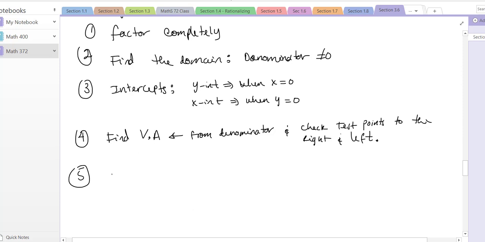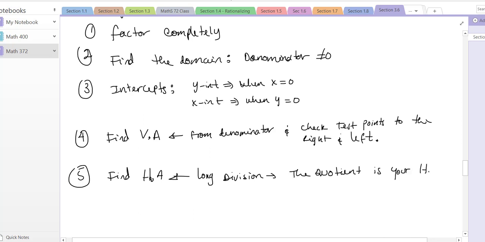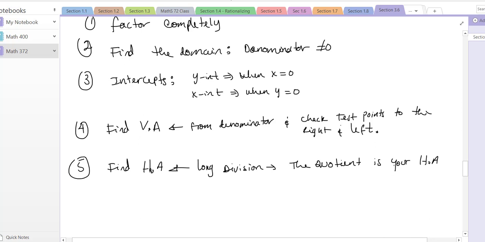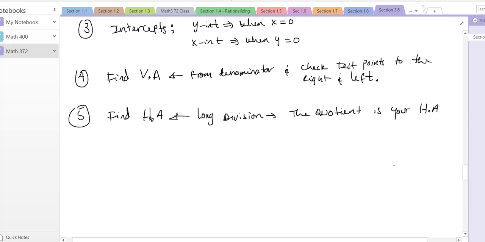And 5 is find your horizontal asymptotes. From here, we're going to do long division, and your quotient is the horizontal asymptote. For slant asymptotes, you still have to do the long division, but the quotient won't be a constant. So that's where your slant asymptote comes in. And then the last thing is sketch the graph, gathering all that information.